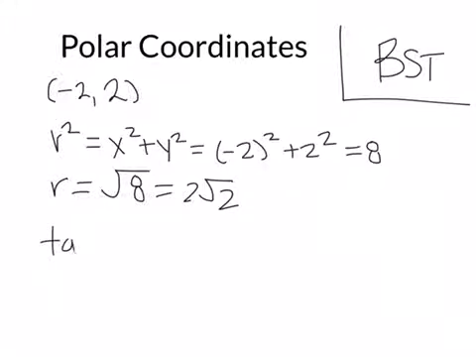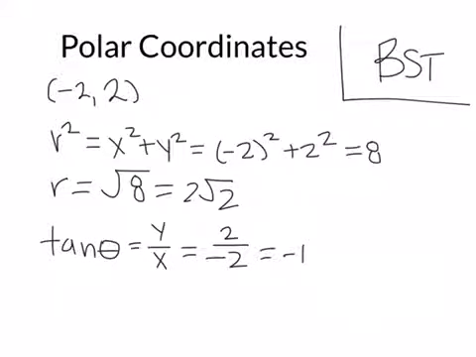So we first have to write tangent theta, and we know this is y over x, which would be 2 over negative 2, which is negative 1. And we could, of course, arctan both sides, but we need to remember the quadrants we're working with. So in this case, it's best to draw a quick little sketch. We have a point right here, and of course, if we find the arctangent of negative 1, we get this angle. So we have to add pi to get the angle that we want.